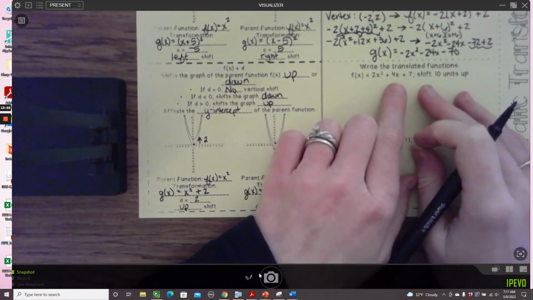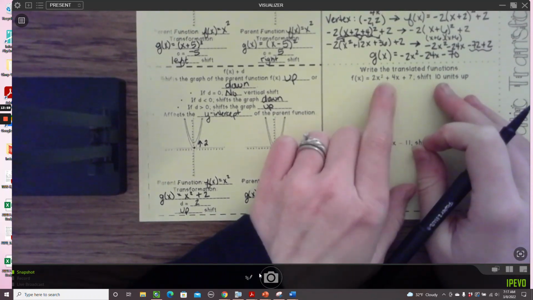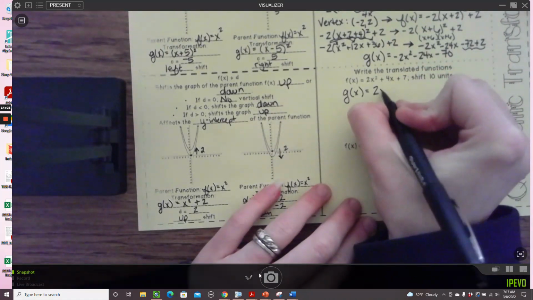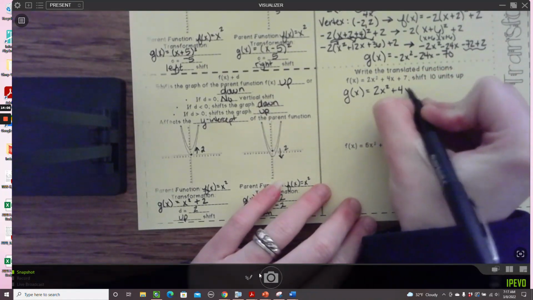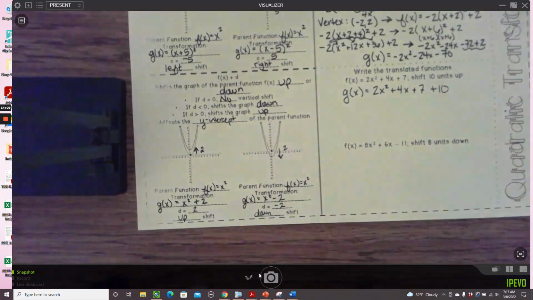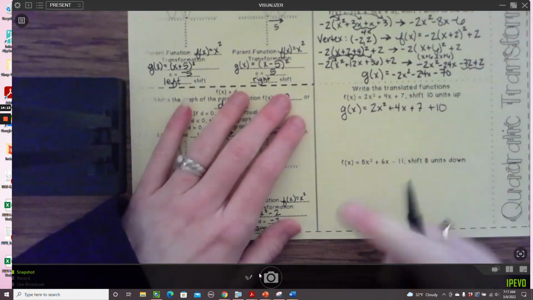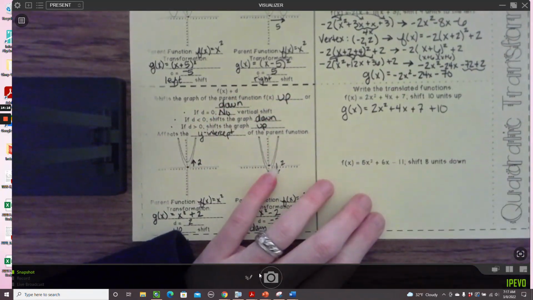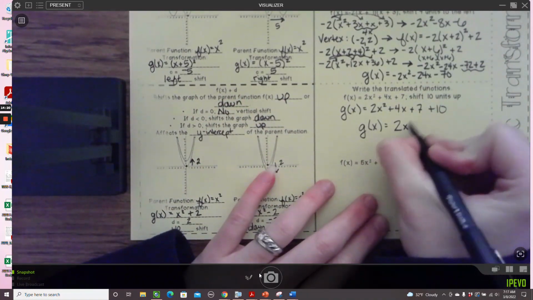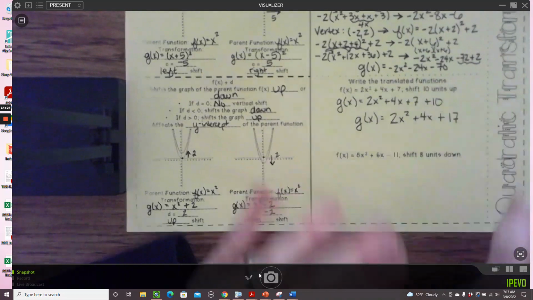All right, write the translated function, shift it 10 units up. So all I have to do here is take the original function and add 10 to the end. That is it. No complex working through the vertex and all that. It still does need to be in standard form, and you do need to simplify like terms. And so 7 plus 10 is 17.